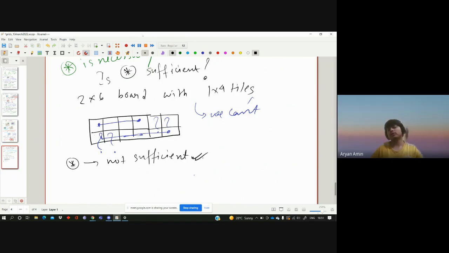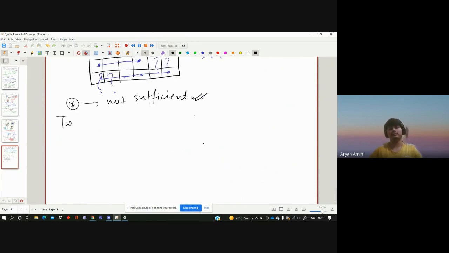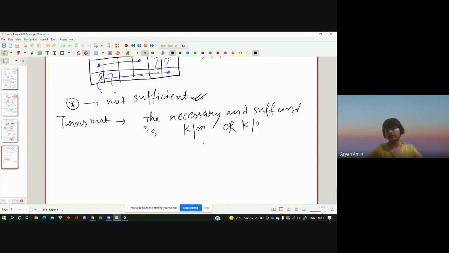So you see that star is not sufficient, right? So now let us think of a sufficient condition. It turns out that the necessary and sufficient condition is k divides m or k divides n. This is what we will try to prove now. I just showed you that k divides mn is not sufficient. So we will try to prove that the sufficient condition is k divides m or k divides n.